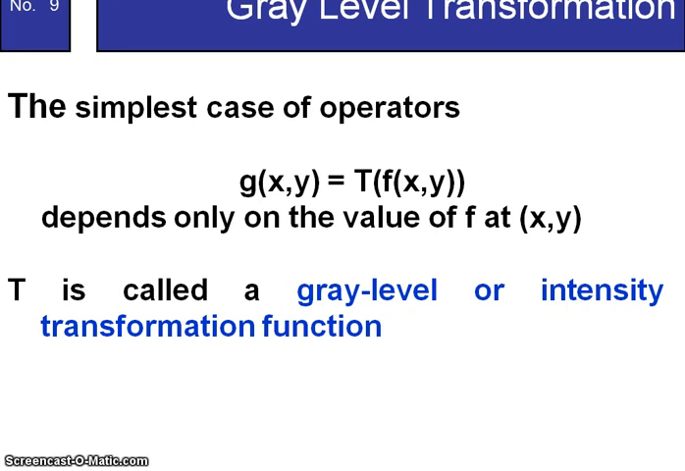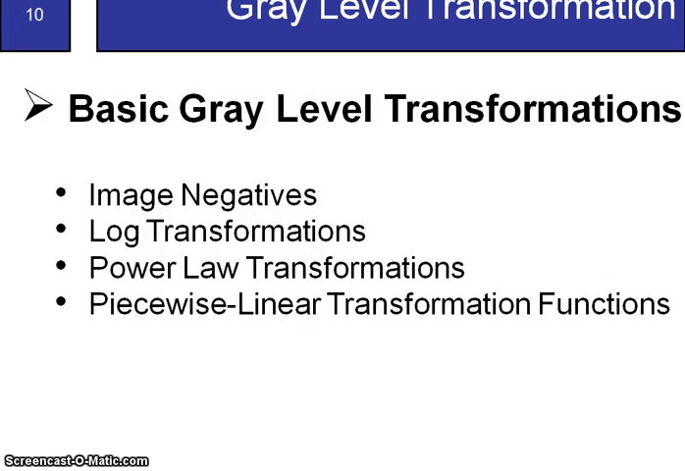So this gray level transformation is one of the techniques which comes under point processing. The basic formula is g(x,y) = T[f(x,y)], where g(x,y) is the processed image, f(x,y) is the original image, and T is a transformation technique which we are going to apply on the original image.